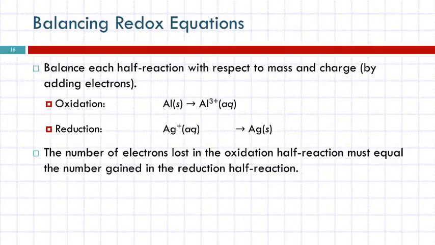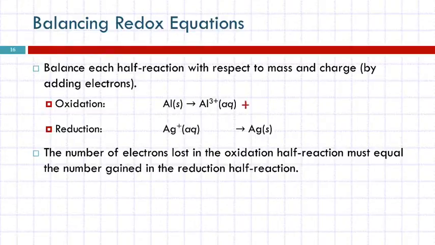Then we're going to balance with respect to charge, because this is not balanced with respect to charge. It's 0 on this side and +3 on that side. How does that happen? There's electrons involved. So we want to put electrons in either as the reactant or the product so that the charges on both sides of the arrow are equal. We're not subtracting electrons ever, we're only adding stuff.